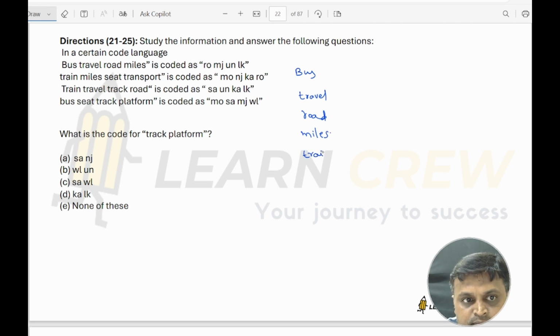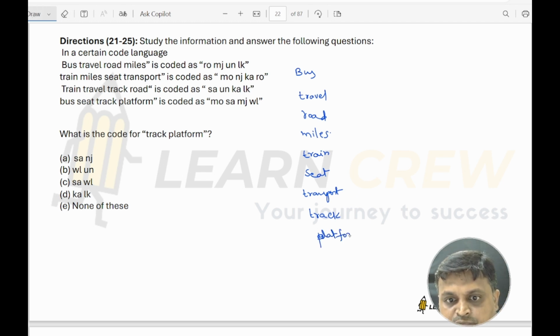Train, seat, transport, and train travel is already done. Track, road is already over. Then bus is already over. Seat is already over. Track is already over. Finally, platform. For these words, you need to write the codes.